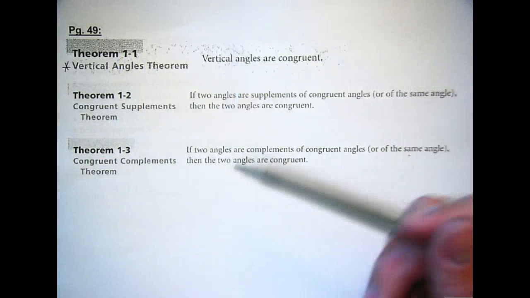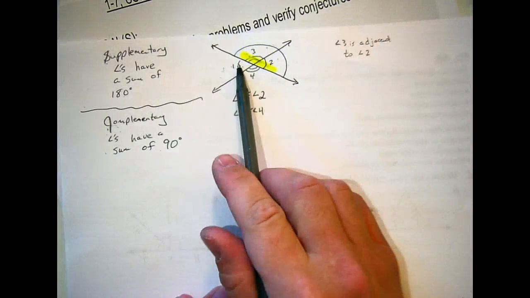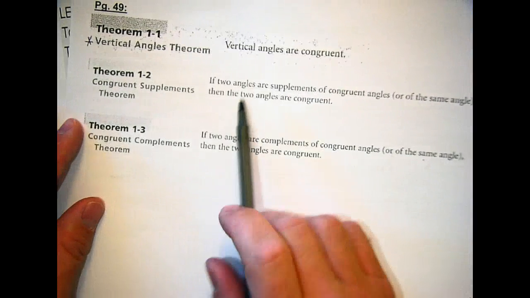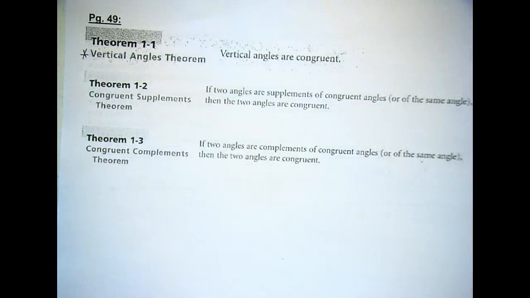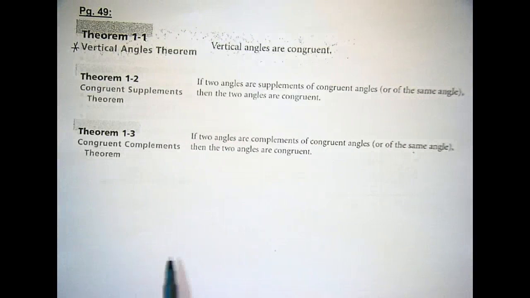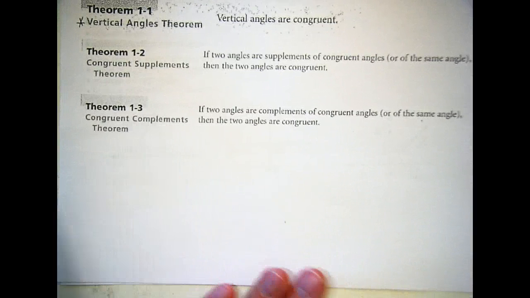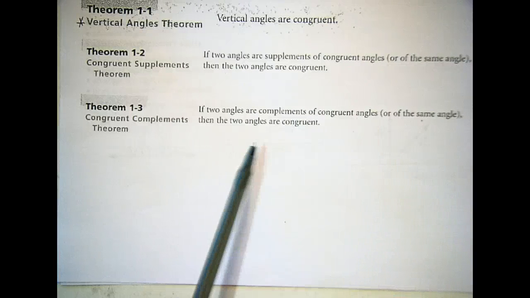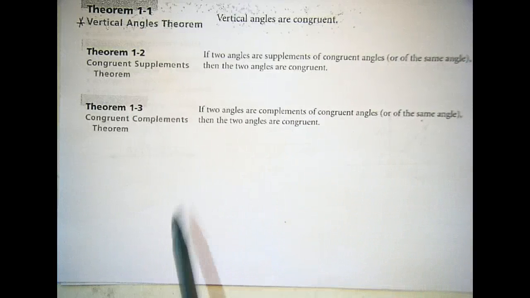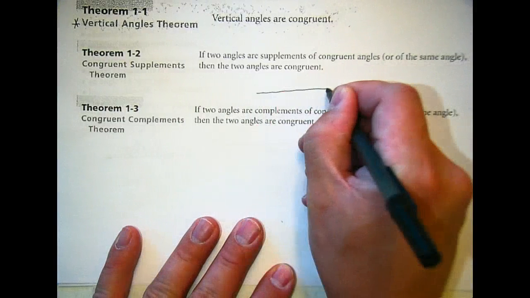The vertical angles theorem just says what we talked about earlier, about vertical angles being congruent. That's all we're doing there. Congruent supplements: if two angles are supplements of congruent angles, or the same angle, then the two angles are congruent. We'll talk about that one when we start our assignment. And congruent complements: if two angles are complements of congruent angles or the same angle, then the two angles are congruent.